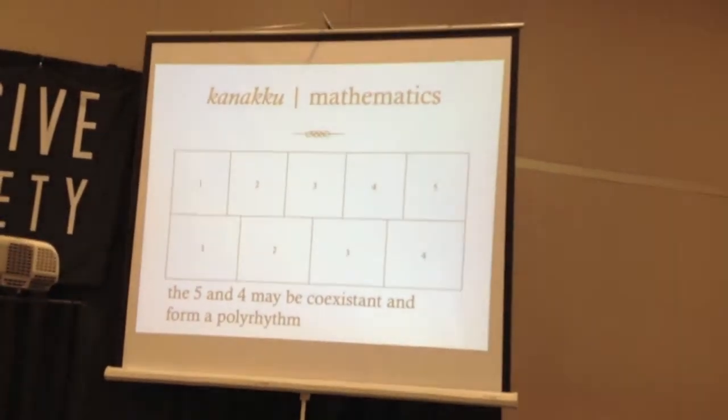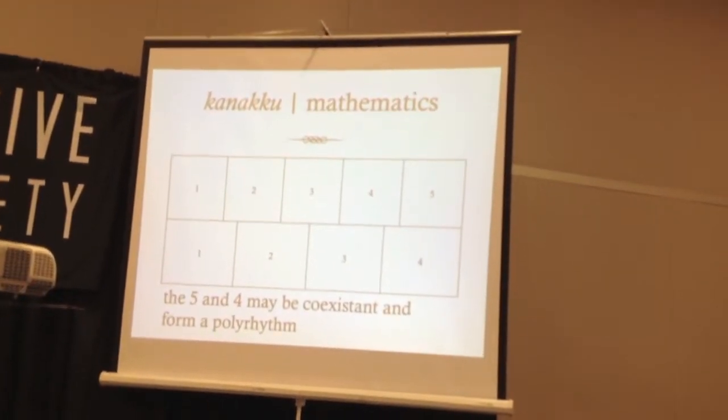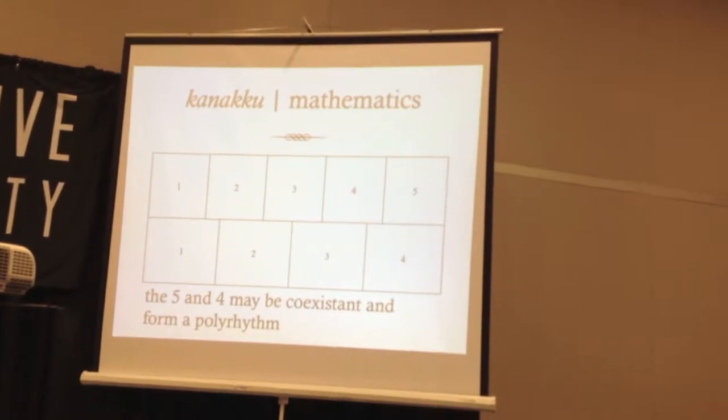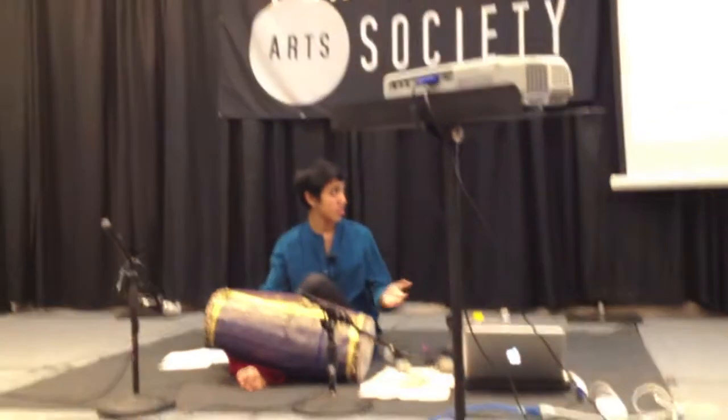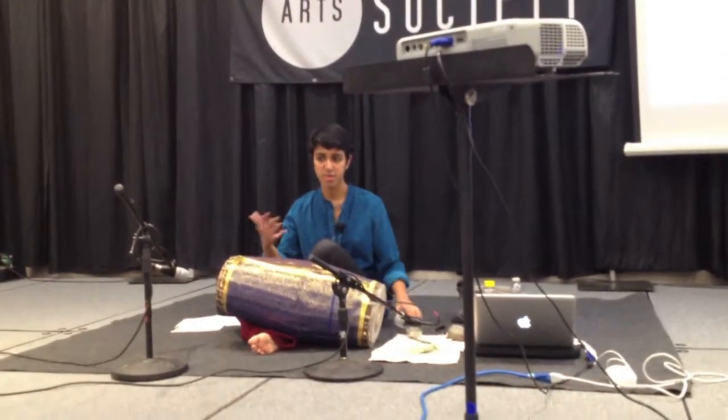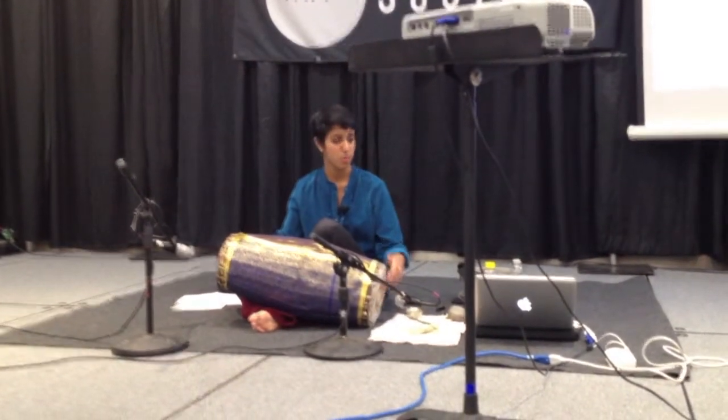So just taking 5 and 4, for example. They might be just coexisting, you know, as a polyrhythm, which doesn't happen in South Indian rhythm, but it does happen in a lot of other cultures.